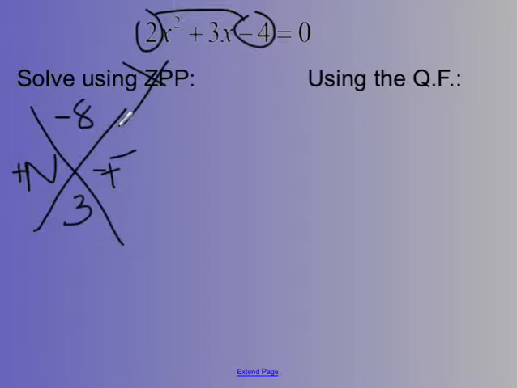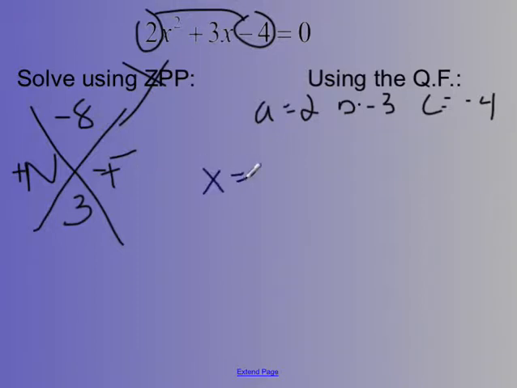However, if the zero product property isn't going to work, that doesn't mean that the quadratic formula won't work. So let's go ahead and at least try. We have to at least try that quadratic formula. So a is equal to 2, b is equal to 3, c is equal to -4. Now we're going to plug this into the quadratic formula.